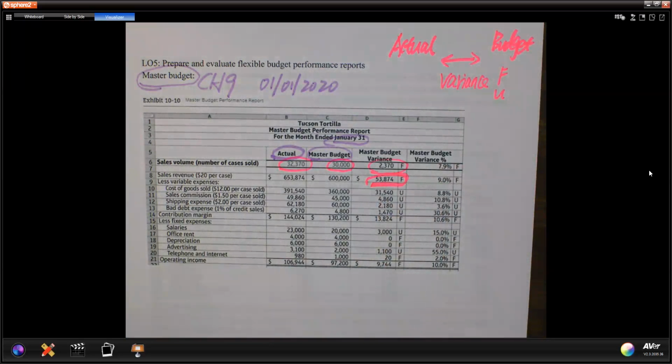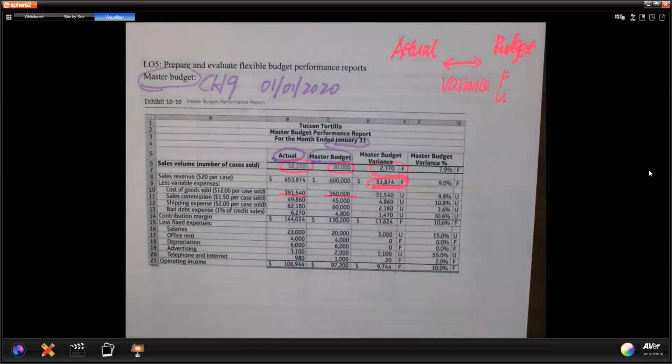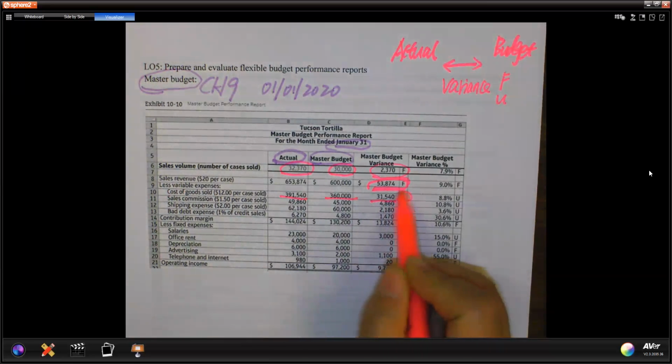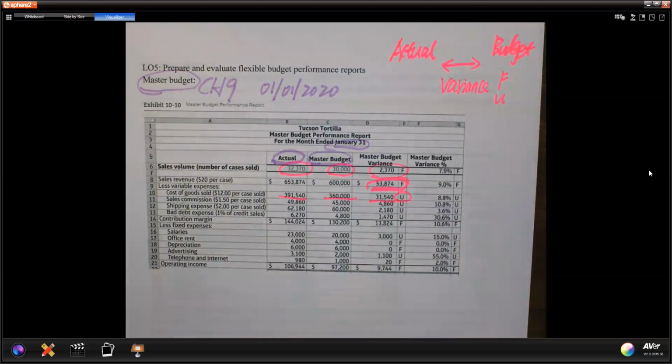Look at the cost. You thought your cost of goods sold will be 360,000, but actual is 391,540. Your actual is larger than the budget. You will say, oh, larger is better, so it's favorable. Isn't that right? No, because we are talking about a cost. So actually you cost more than your budget. So you have a variance of $31,540, but it is unfavorable. Does this make sense, yes or no?